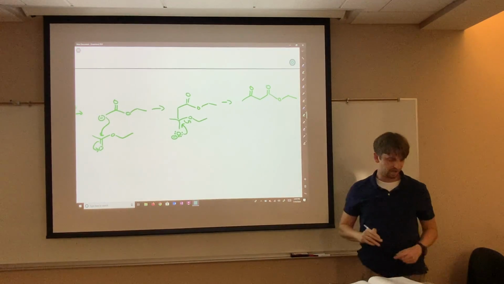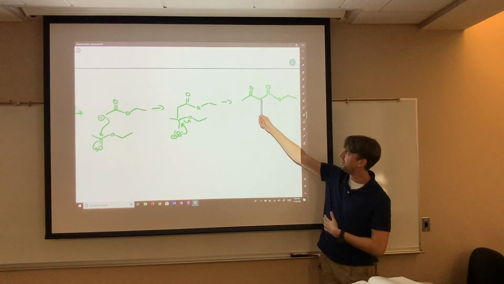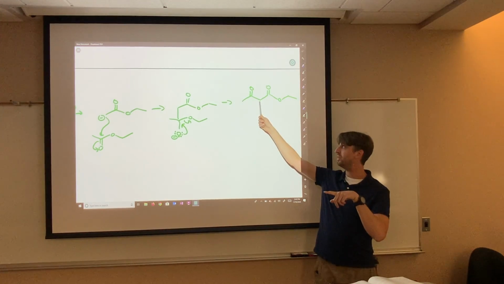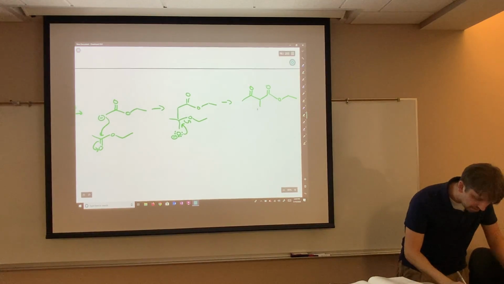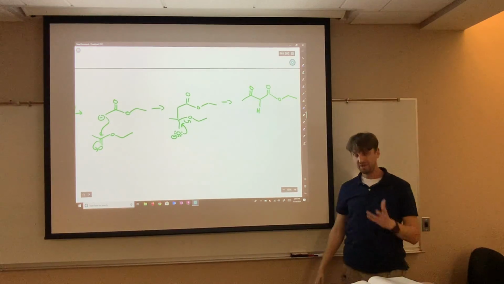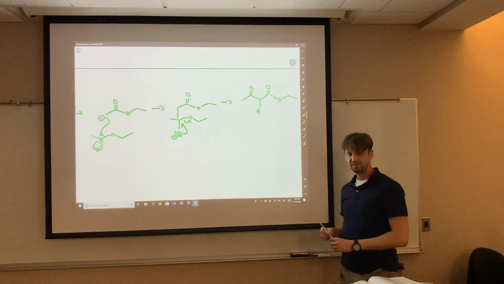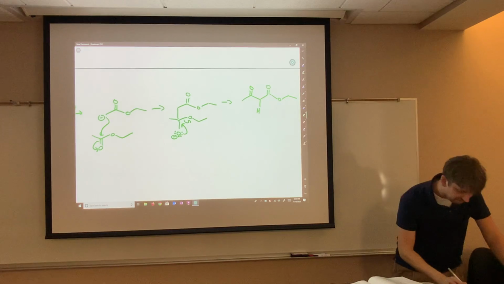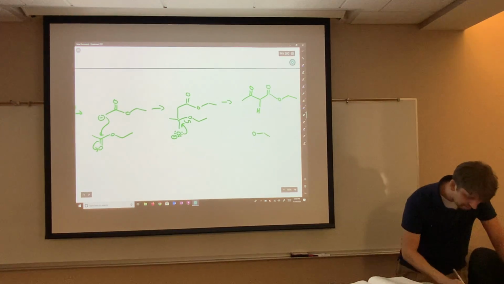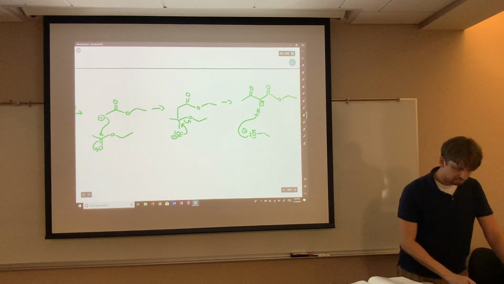But we're not quite done yet, because look what we have here. An alpha position between two carbonyls. This is an extremely acidic hydrogen right there. pKa close to about 9, right? That's pretty darn acidic for an alkyl hydrogen. So what happens is this base is going to come back, right? And we end up doing an acid-base reaction.